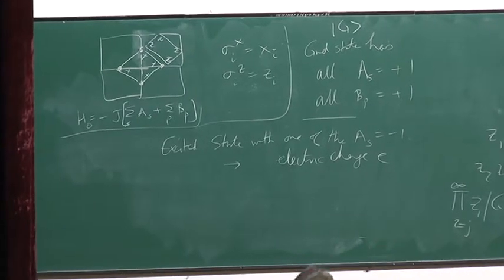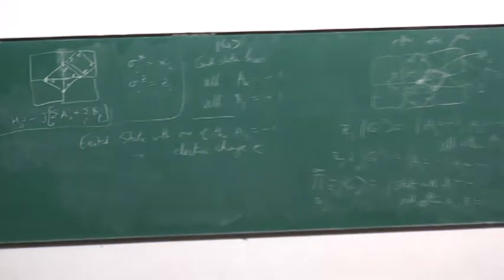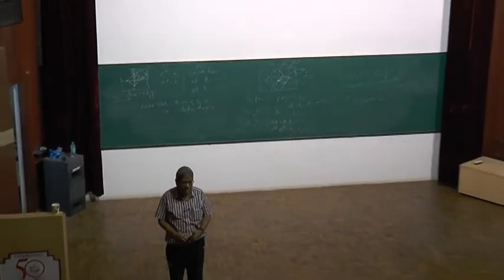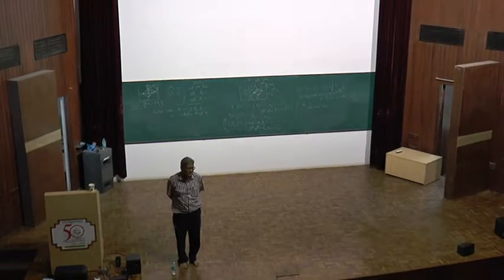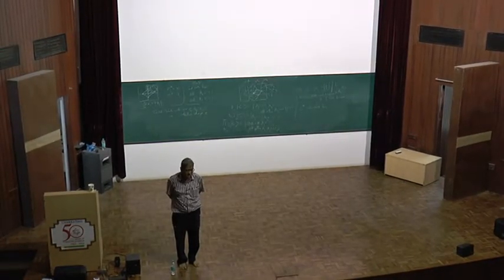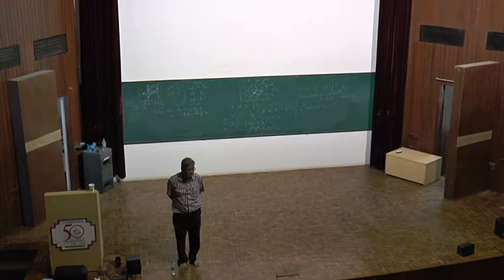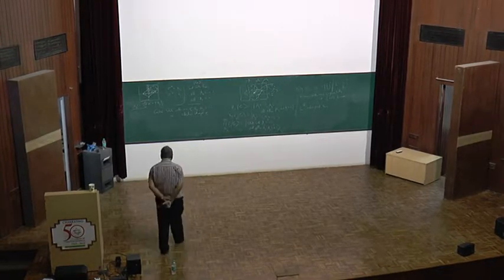If you apply one sigma z operator, then you flip two A's. So to flip one A, you would have to apply a whole string of operators, which is equivalent to the string operator.